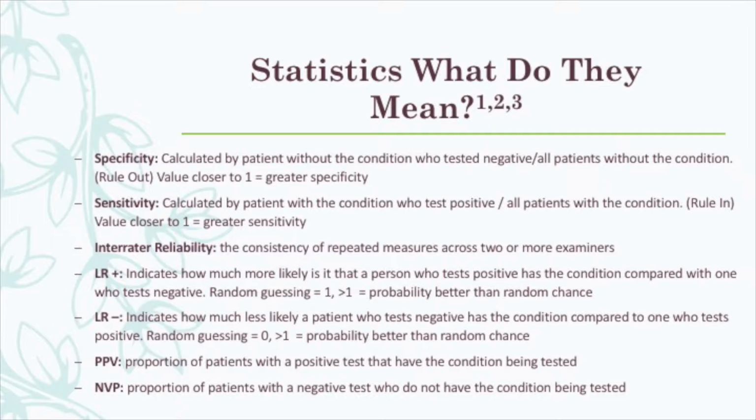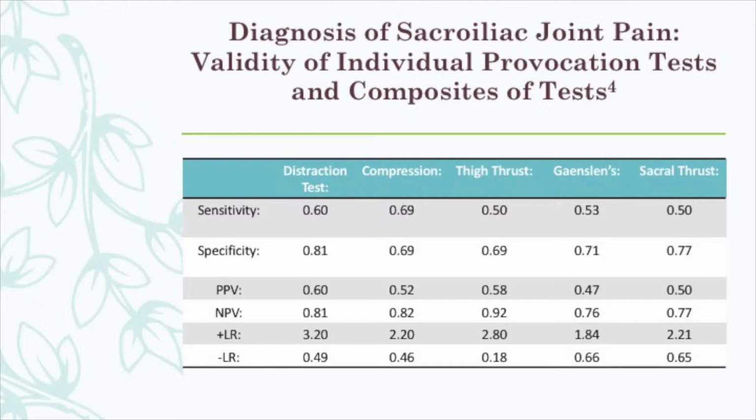Article 1. Diagnosis of sacroiliac joint pain, validity of individual provocation tests, and composites of tests. As you can see when looking at the distraction test in the chart, it has the highest specificity at 0.81, or 81%. Since this number is closer to 1, we know that it has a moderate to good amount of specificity. Therefore, it's likely able to rule out individuals who do not have SI joint dysfunction.